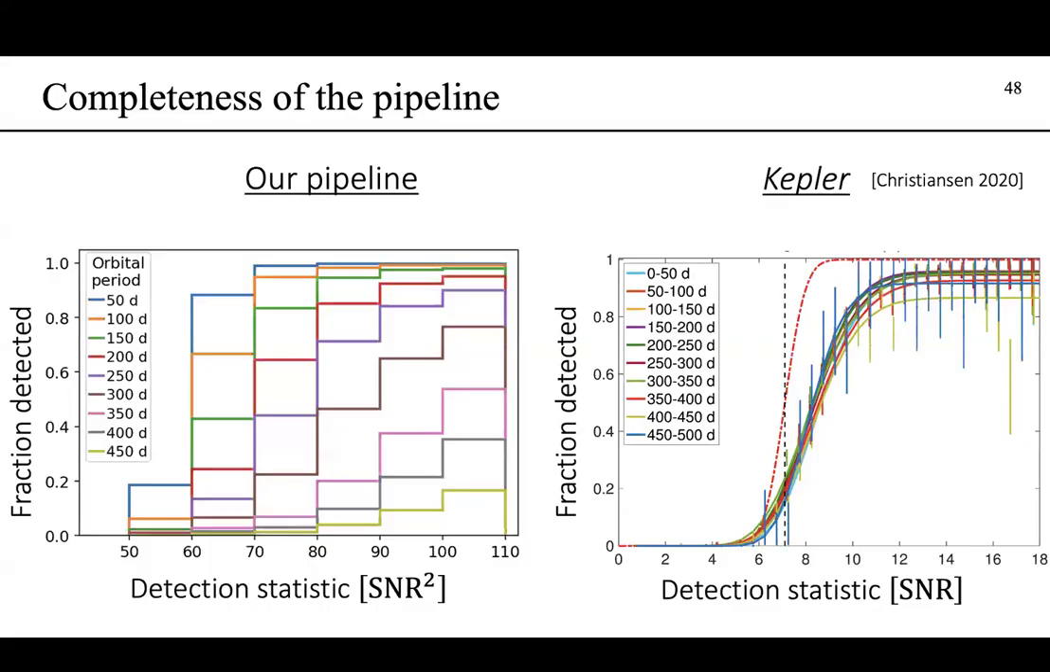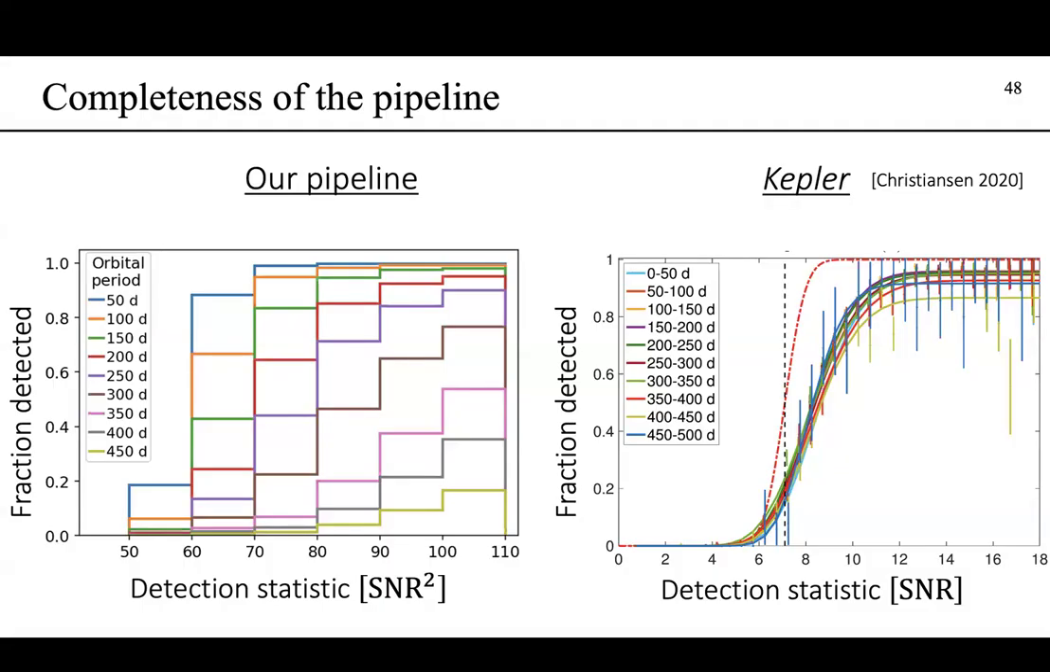So when we measure our completeness by taking all the light curves and injecting planets of given period and given signal to noise, we can compare it with Kepler, and we get that indeed for long periods, our completeness, this is the fraction of planets detected, and this is the detection statistic in SNR squared. Sorry for that, because for Kepler, they use units of SNR. So like their 8 is our 64, something like that.